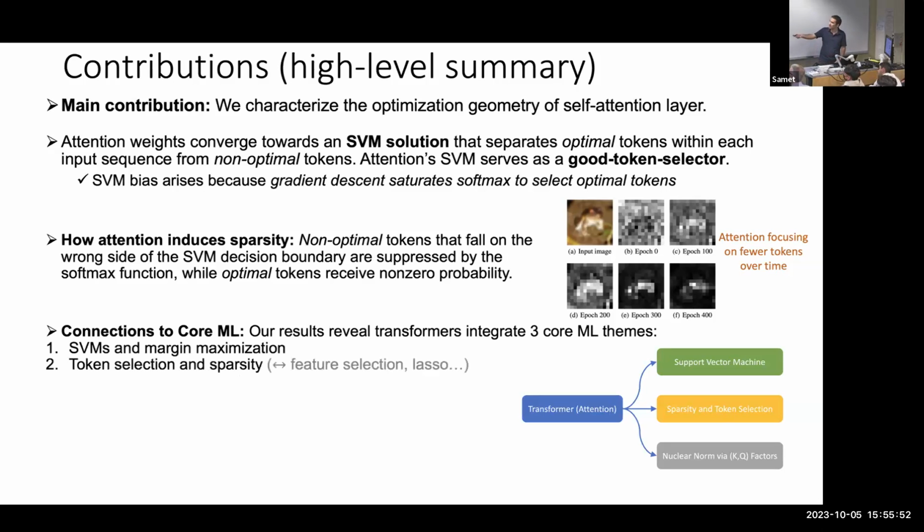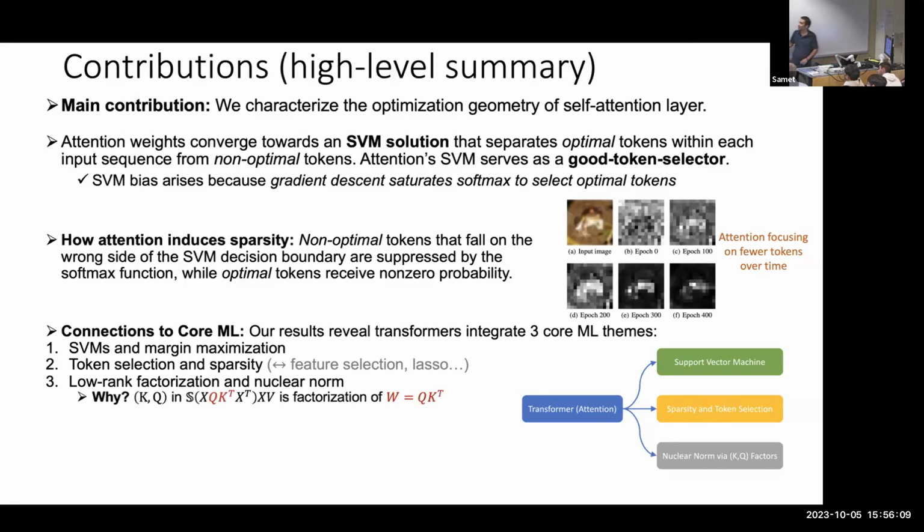So SVM and token selection are already connected to classical topics, and there is also some connection to low-rank factorization and nuclear norm. Why is that happening? Because in canonical self-attention, there are K and Q factors. When you run gradient descent on K and Q, essentially running gradient descent on matrix factorization, it's known that it has a bias towards nuclear norm regularization, basically a nuclear norm penalty. So there is some loose connection there.